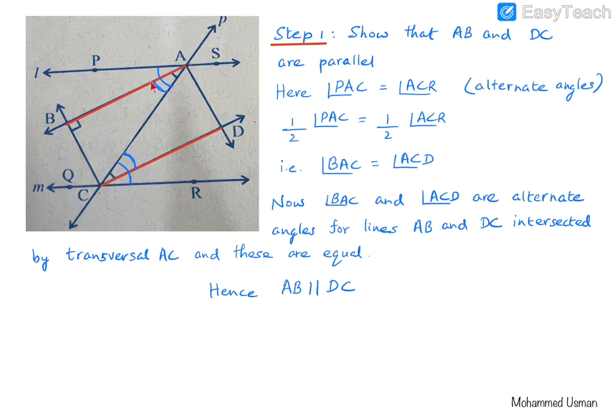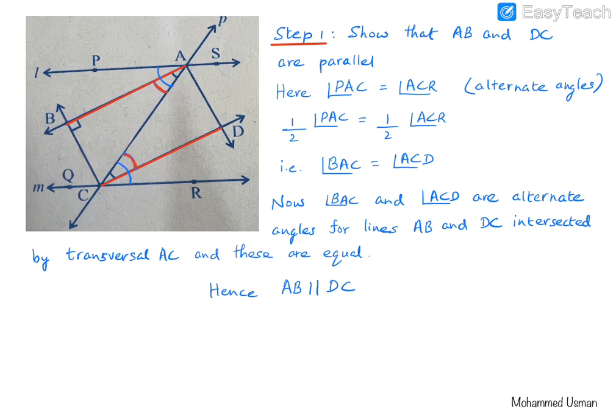Why? Because the line AB is bisecting the angle PAC. So therefore, half of that angle will be the angle BAC. Similarly, half of the angle ACR will be the angle ACD, which is this angle over here. So what we have now is the angle BAC is shown to be equal to the angle ACD, which, let me use a different color for that, is this angle here. We are showing that this angle here is equal to this angle over here.